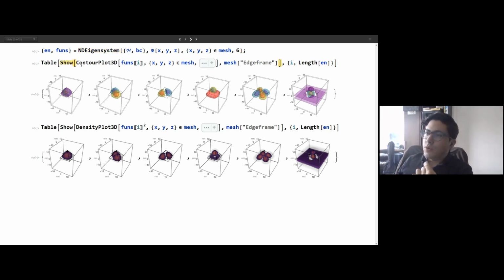So to plot it, you can use contour plots. That is a really good option to visualize wave functions, as here. Or here, we are plotting actually the probability density with DensityPlot3D. That is also a really good option for that.